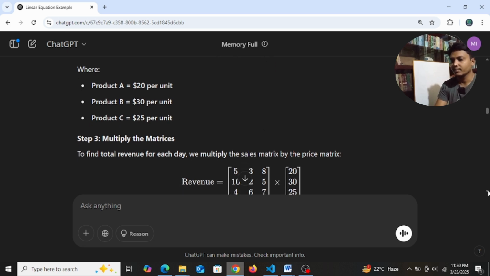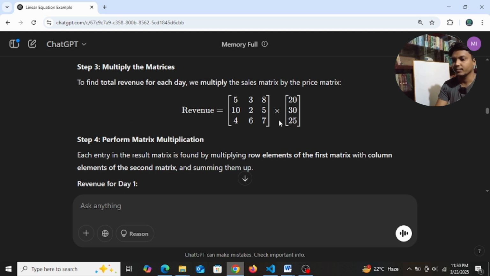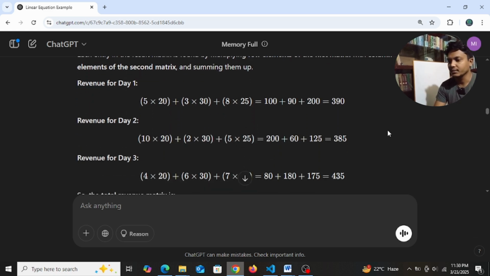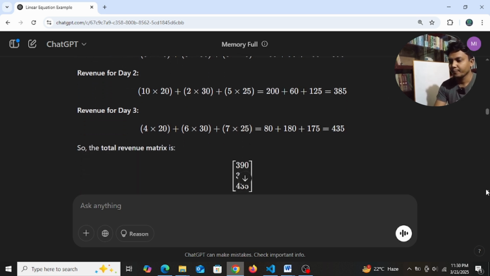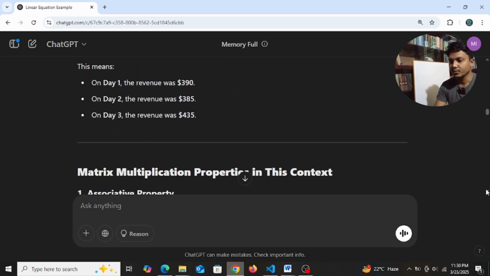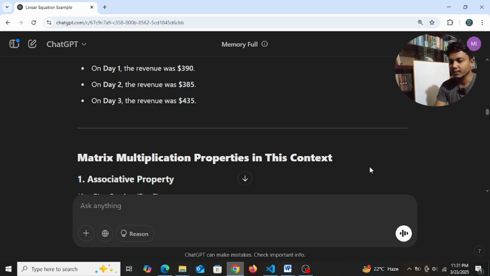So step 3, multiply the matrices. If you multiply them, revenue would be like this: 5 into 20, 3 into 30, 8 into 25. So performing matrix multiplication, see here. So that means, guys, we get the result here.